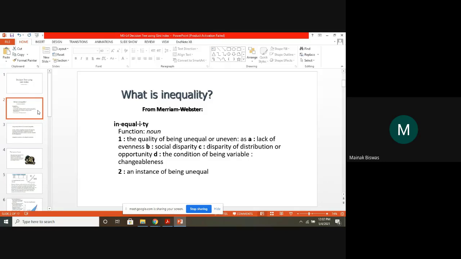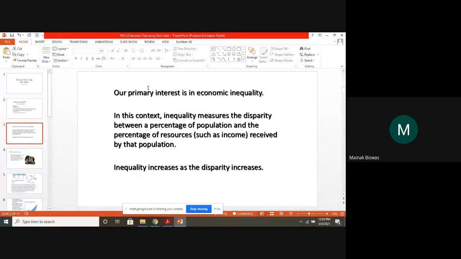Gini index is basically used in economics to define the inequality between rich and poor, right? So our primary interest is in economic inequality. In this concept, the inequality measures the disparity between a percentage of the population and the percentage of resources, such as income, received by that population.